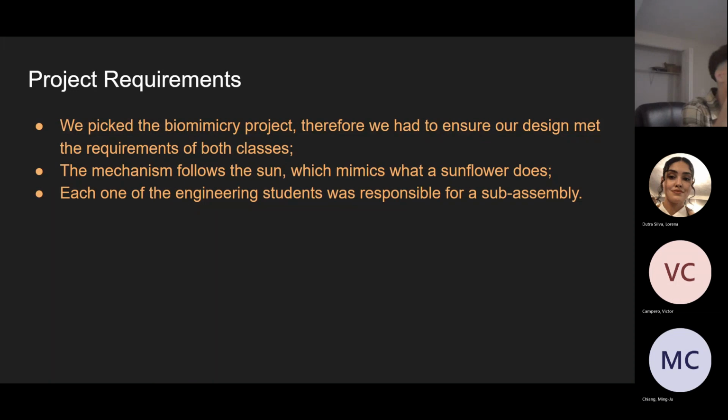We picked the biomimicry project. Therefore, we had to ensure our design met the requirements for both classes, biology and engineering. Our mechanism here follows the sun, which mimics what a sunflower does. Each one of the engineering students was responsible for a sub-assembly, which had to implement biological systems.